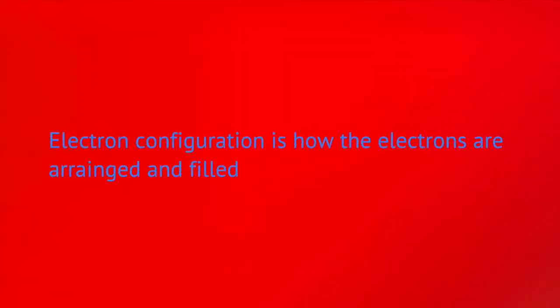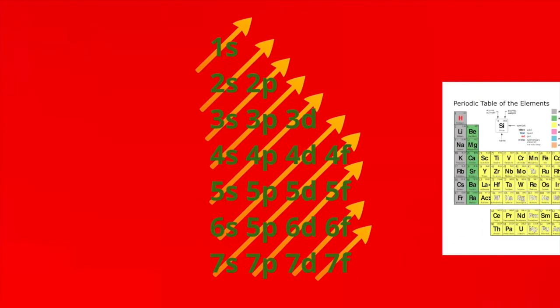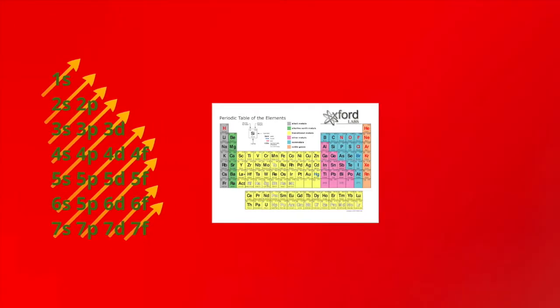Electrons have a configuration, which is how they are arranged and filled inside the orbitals. As you can see in this diagram, this is how we fill them. If you compare this to how the periodic table is arranged, it's quite evident how this works. Each number corresponds to a row in the periodic table. Each section or block corresponds to which orbital is being filled.